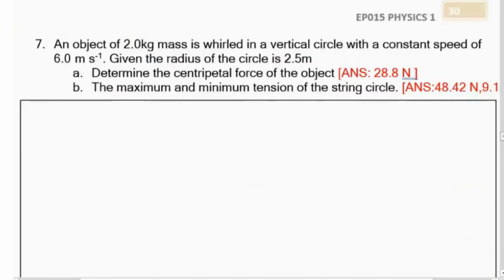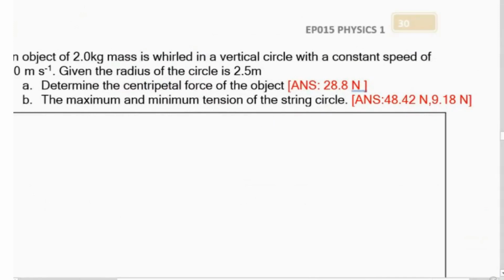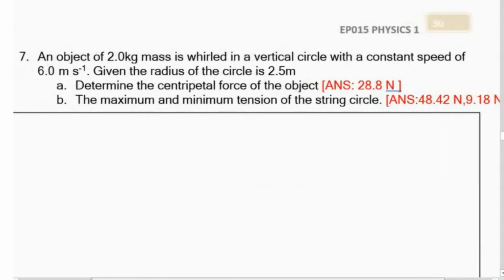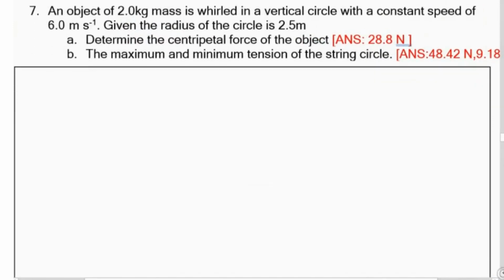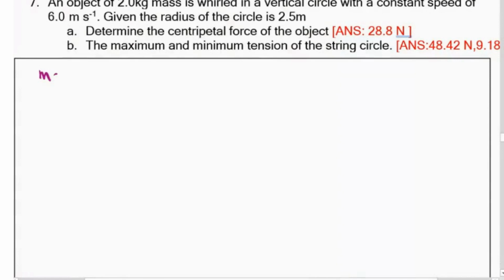Okay, next, question 7. For question 7, you are given an object of 2 kilogram mass. Given M is 2, it is whirled in a vertical circle. So this is a vertical circle, and you can draw the vertical circle.